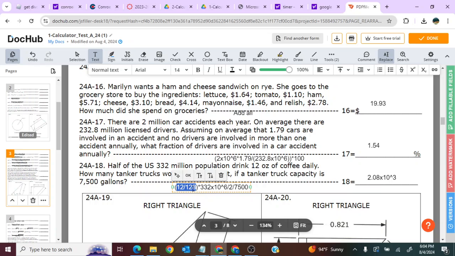So if you do that, now you have how many gallons per cup. You multiply it by the US population. Since it's half, you divide by 2. And then you divide by the gallons in a tanker truck to find out that it would be represented by 2,080 tanker trucks, which is a lot.